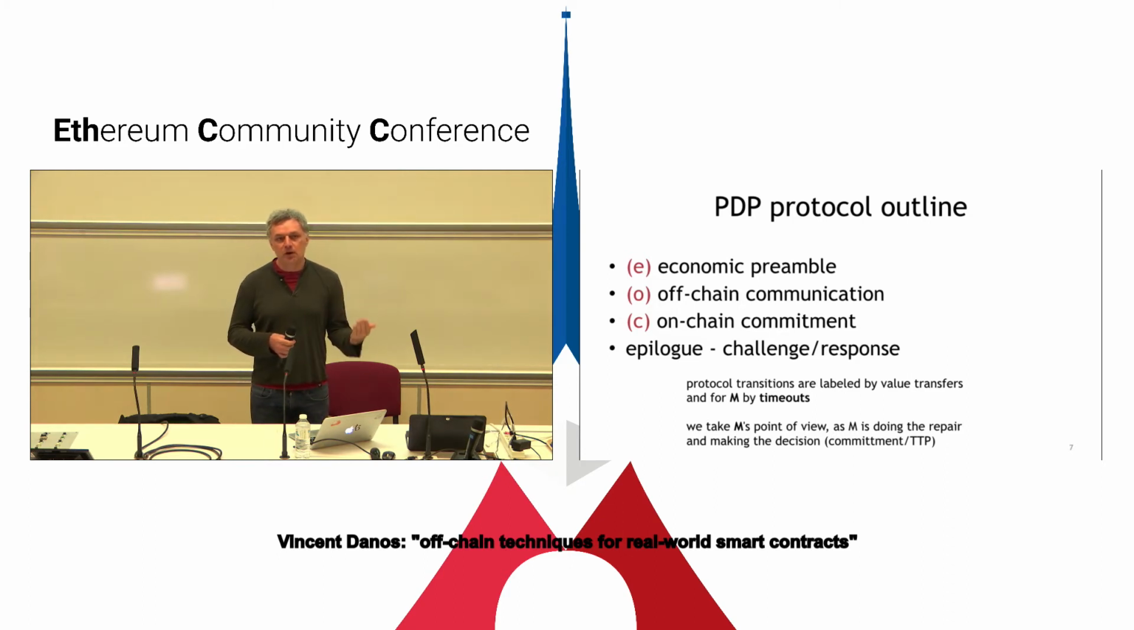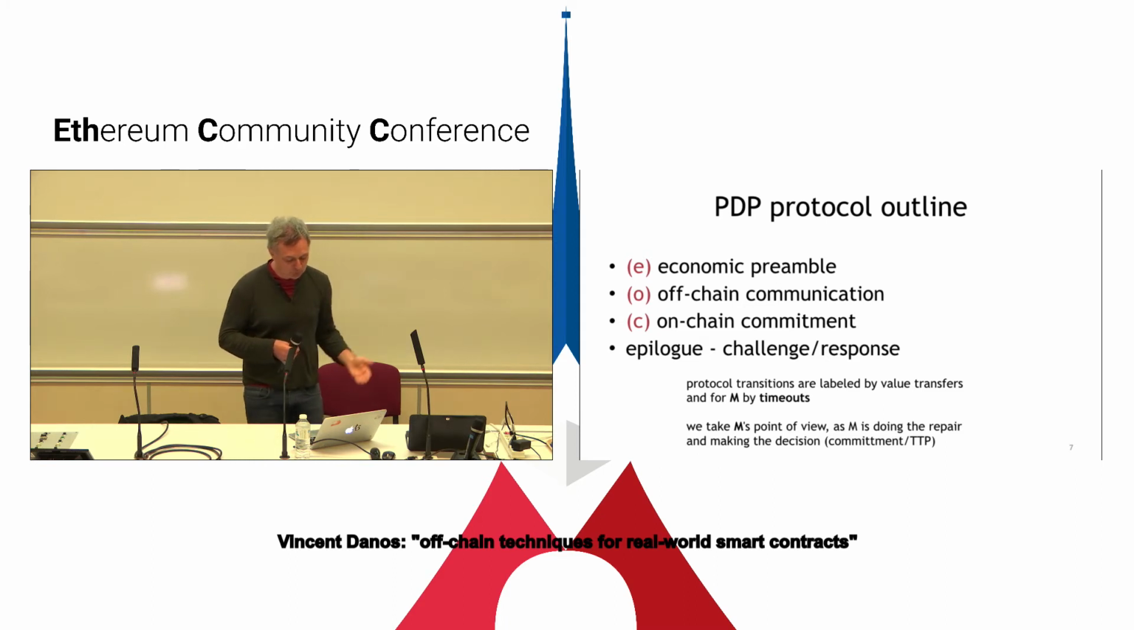And finally, there's the epilogue. The seller commits on the chain to a key, and then the buyer, Alice, is given a chance to challenge whether the data that the seller gave off-chain to Alice is actually correct. So this is the epilogue.